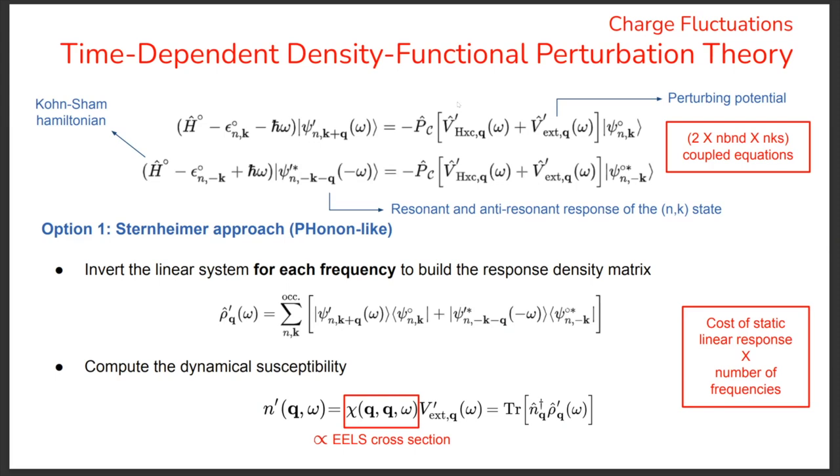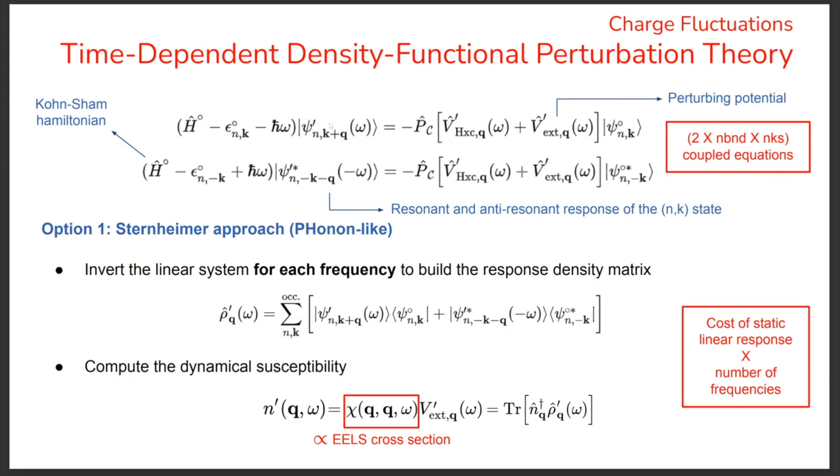And moreover, you have a frequency dependence, so you have to solve this equation for each omega. The size of this set of equations is 2 times the number of bands times the number of k points. Here you see that it is n and k.